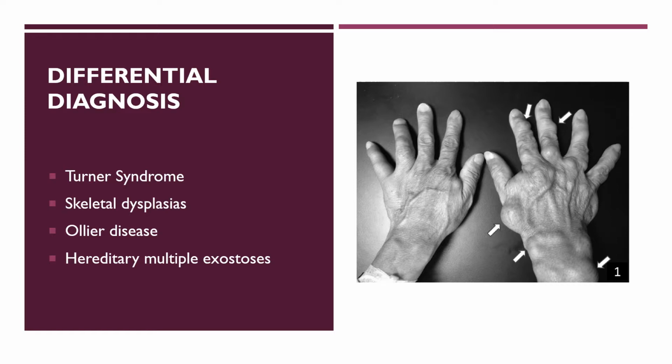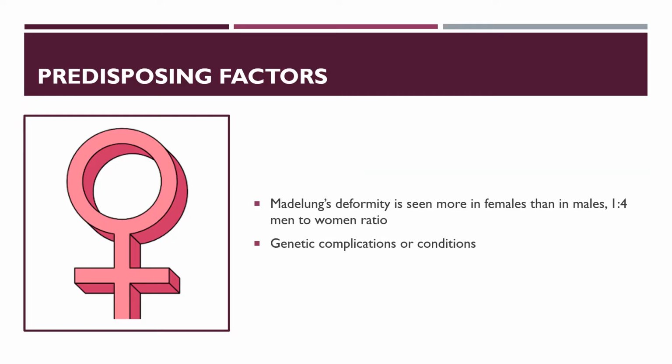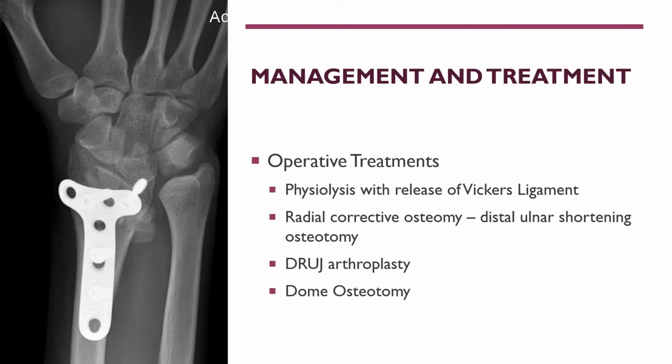And the last couple is going to be Turner syndrome, skeletal dysplasias, Ollier disease, which is pictured, and then hereditary multiple exostosis. Looking at special tests, there are no special tests for Madelung's deformity, but the condition is usually diagnosed through physical examination between the ages of 8 and 14 years old, and then most physicians will require x-rays and/or genetic testing to confirm the diagnosis. Looking at predisposing factors, the only couple that can be are genetic complications or conditions, and then also women are more prone to this than men with a 4-to-1 ratio.